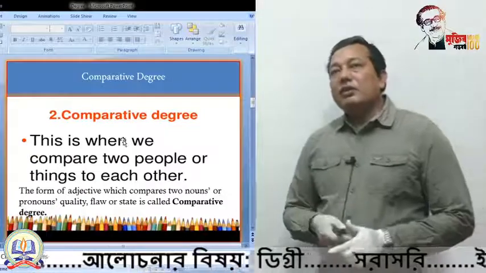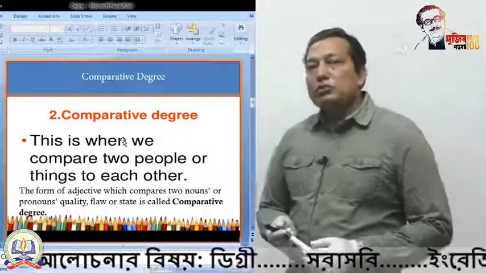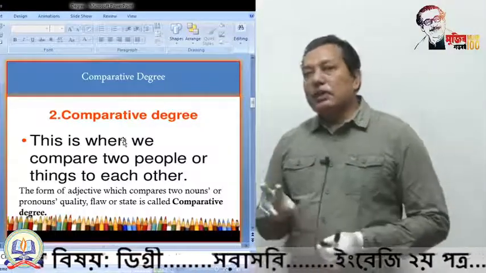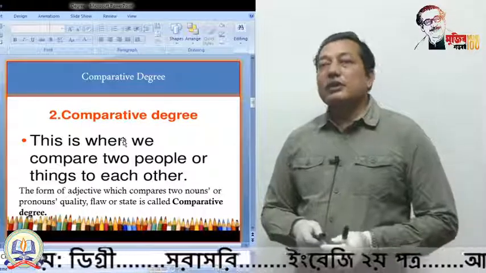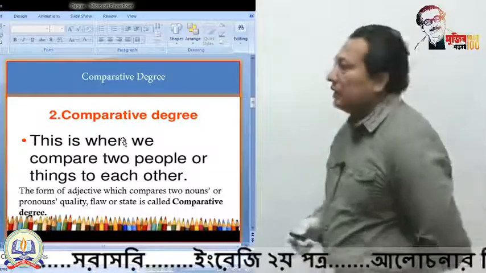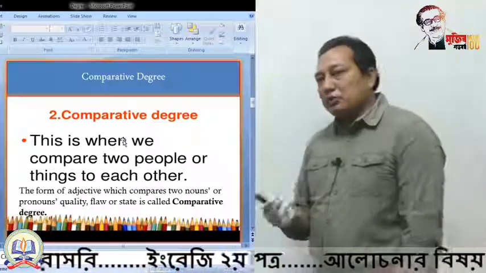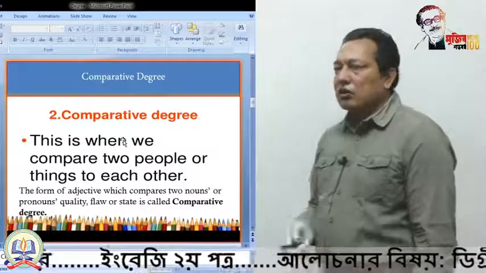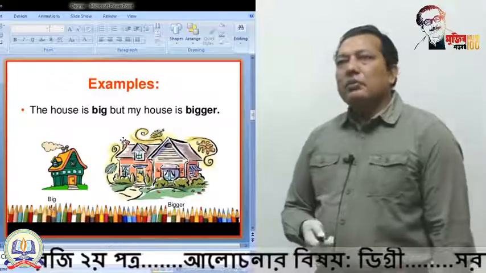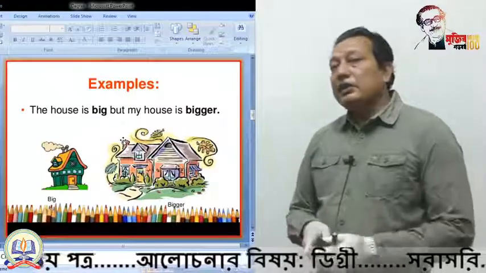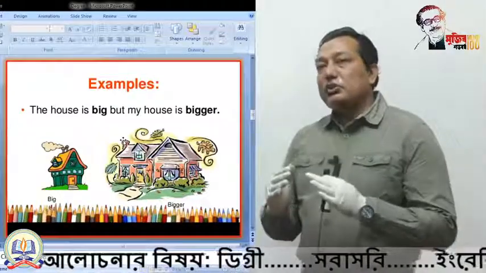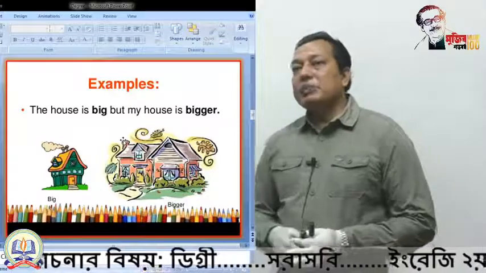And then comparative degree. This is when we compare two people or things to each other. That means when we compare between two things, at that time it is a comparative degree. The form of adjective which compares two nouns or pronouns' quality, flow or state is called comparative degree. Like the house is big, okay, but my house is bigger. That means here we are comparing between the house and my house, and comparing between these two things we are using the comparative form, that is bigger.